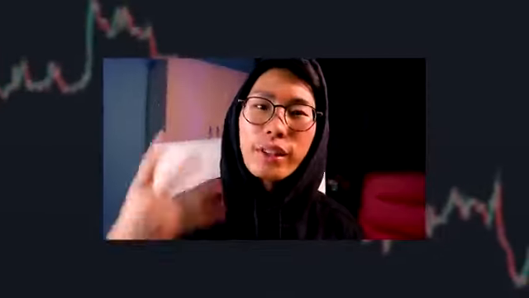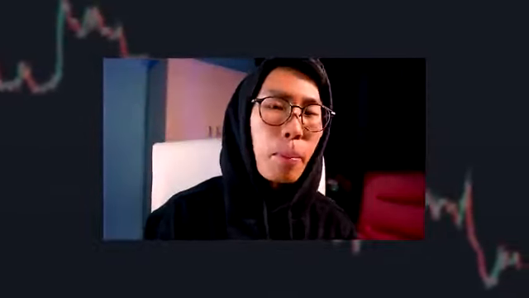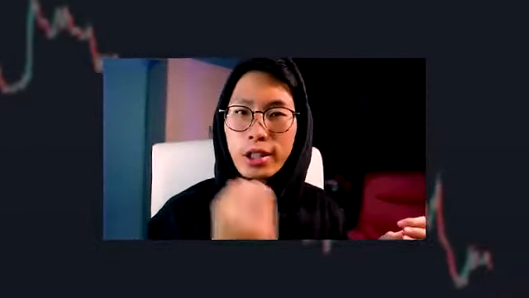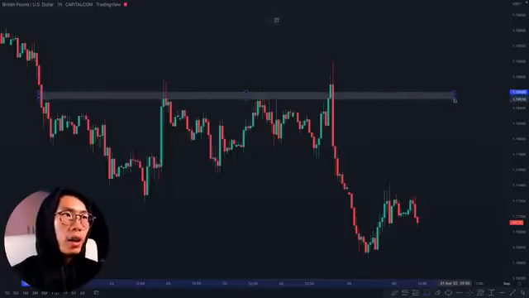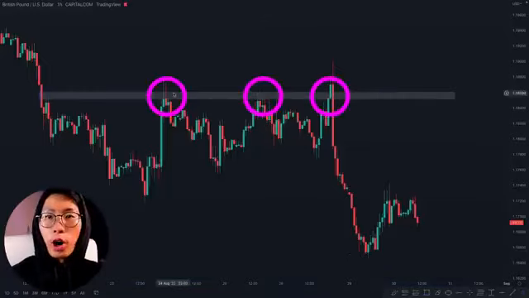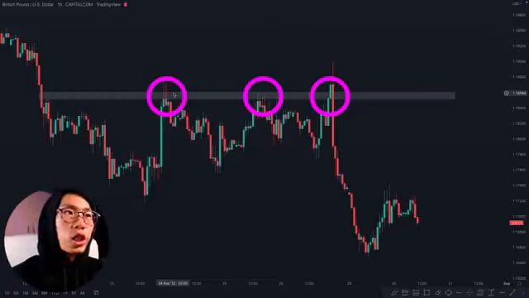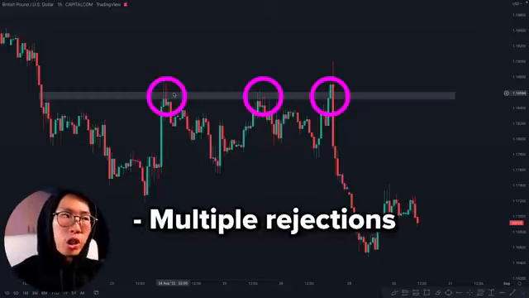Now that you have understood these 4 secret rules, let's apply whatever you just learned to the charts. In this example, I can draw a resistance level right here because whenever price comes back up here, it always reverses. So this shows us that there are multiple rejections. So this is a very strong resistance level.